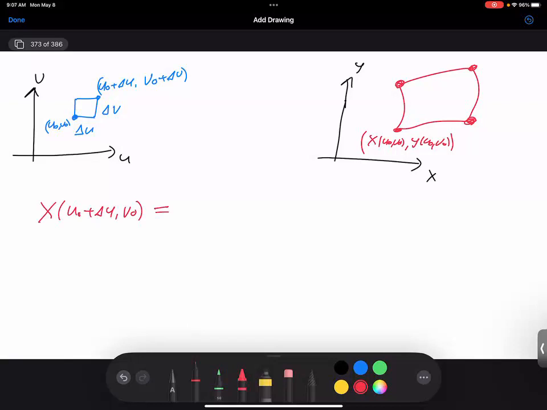Well, let's do like a Taylor series in one variable. All right. So what would be the initial term? What would be your first guess for where x should be at u naught plus delta u? I'm sorry? It should be the x, well, not quite u naught. I've got x of u naught plus delta u, v naught. What's your first guess, the zeroth order expansion for where the x coordinate should be?